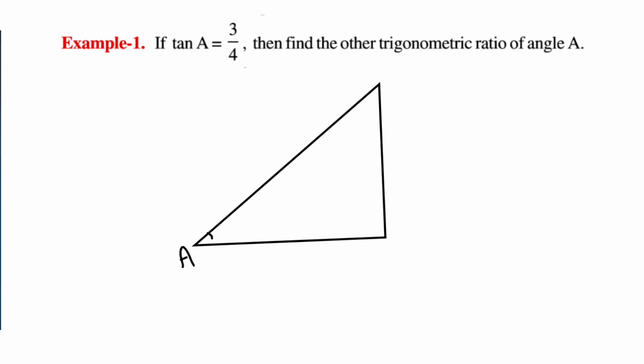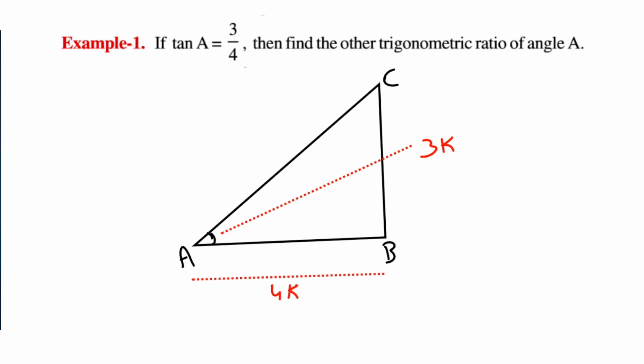The triangle is ABC, with the angle at A. Given that tan A equals 3 by 4, the trigonometric ratio tan A equals the opposite side of angle A by the adjacent side of angle A. In this figure, the opposite side is 3K and the adjacent side is 4K. So, we can find the hypotenuse, that means AC.